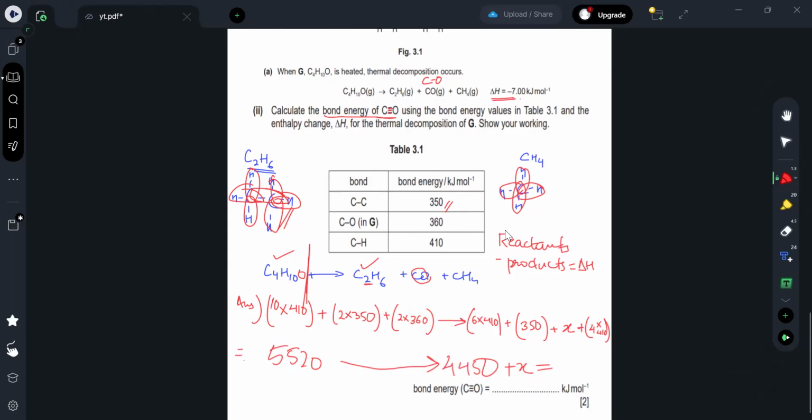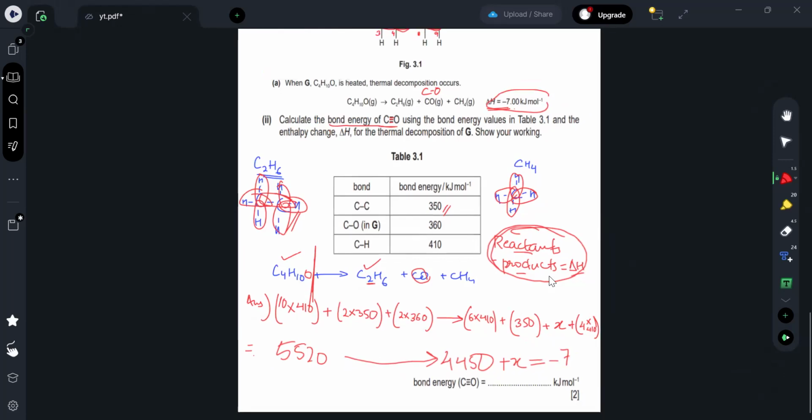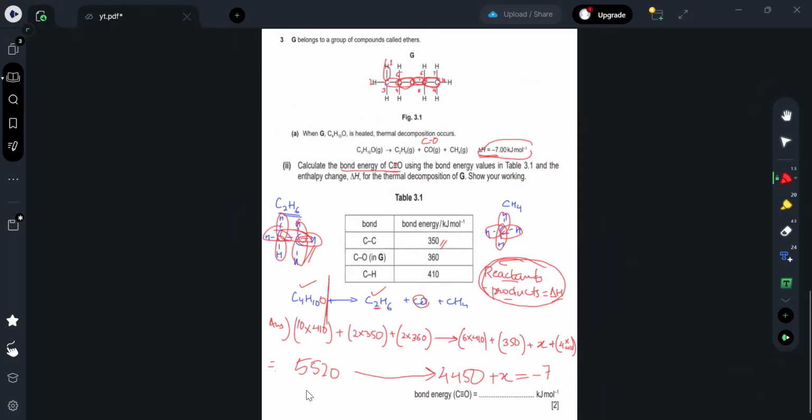Now we are going to equate this to our delta H, because that's basically the formula I mentioned over here: reactants minus the products will give us delta H. We have the reactants, we have the products, but we have something missing in the products. So now let's equate: 5520 minus 4450 minus x is equal to -7. When we subtract these two, we are going to get 1070 minus x is equal to -7.